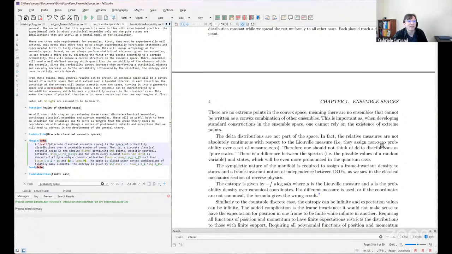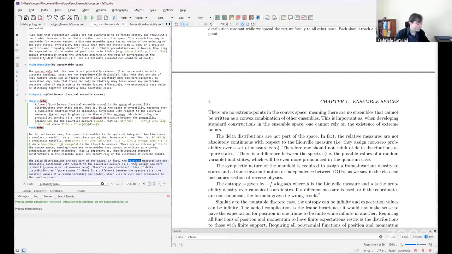In fact, the discrete measures are not absolutely continuous with respect to the Liouville measure. They assign non-zero probability to a set of measure zero. Therefore, one should not think of delta distributions as pure states. It doesn't work.